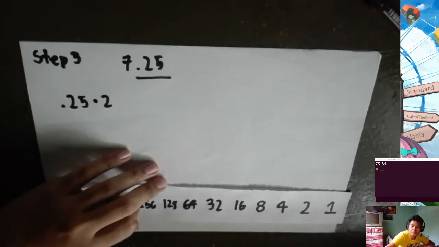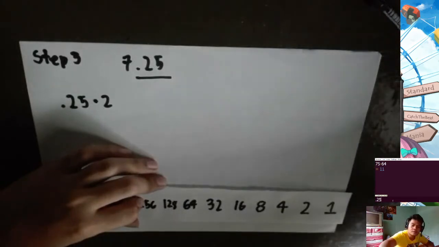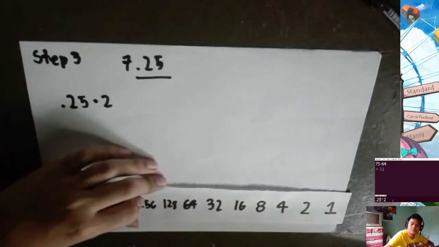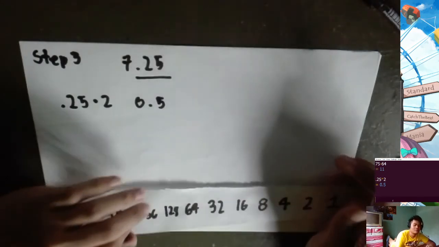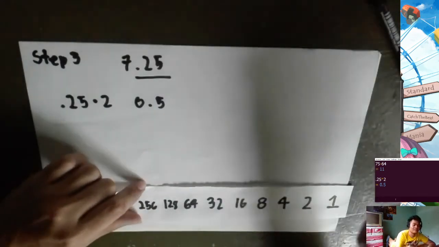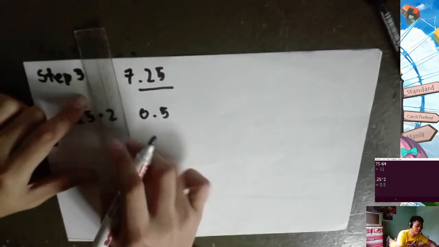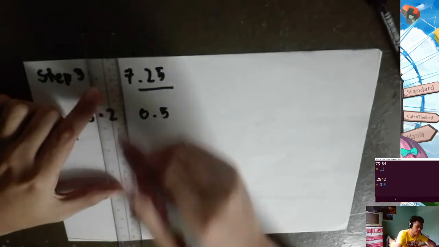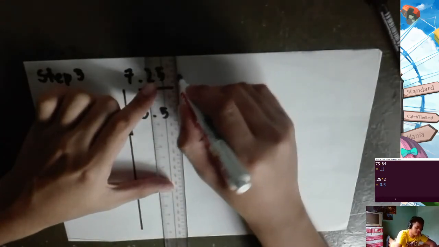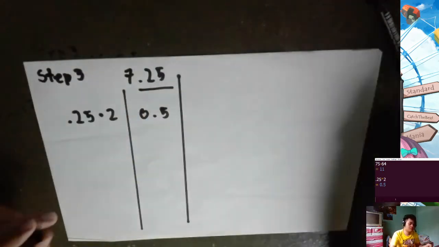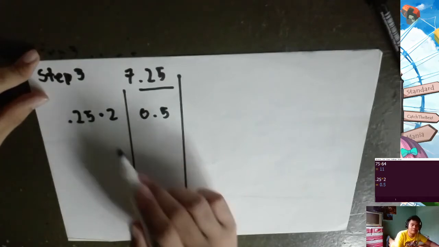0.25 times 2, so we have 0.5. So 0.5 times 2 is 1.0. Just to make things clear, let me put a column here, and let's put another column here because we need this. So 0.25 times 2 is 0.5.